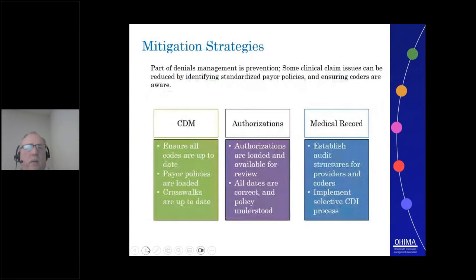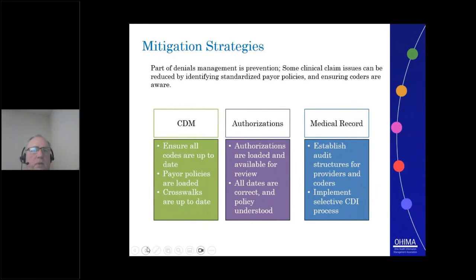So let's take a second to talk about some mitigation strategies. Taking the denial data and categorizing the issues is helpful for two different reasons. The first is the opportunity to fix the claim and avoid potential lost revenue. And the second is the opportunity to address a process where multiple denials occur.